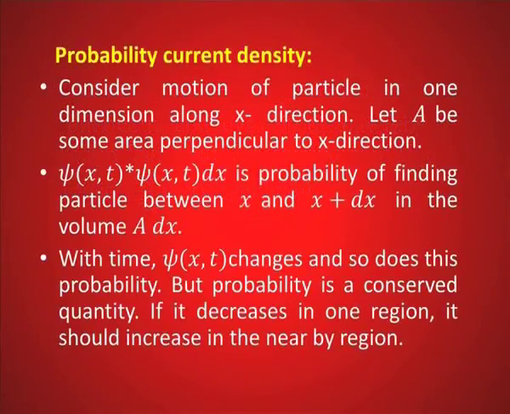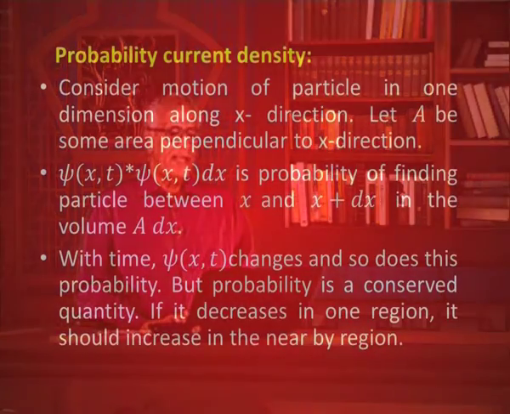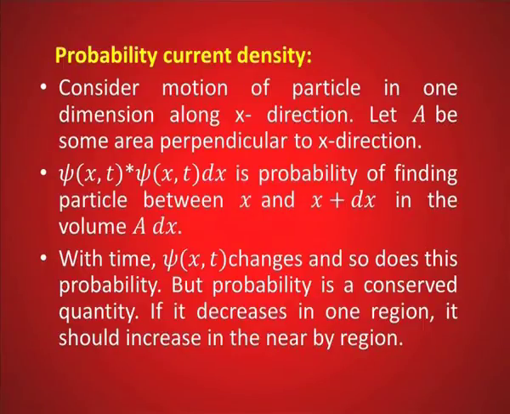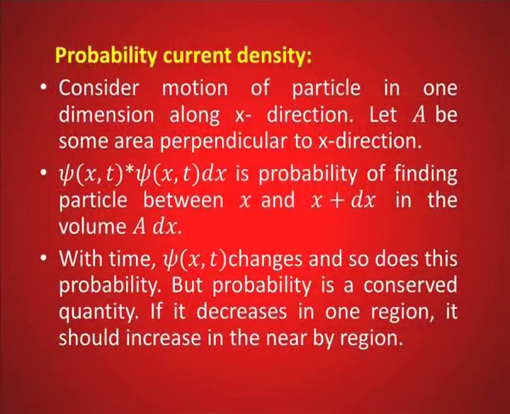Then come to the probability current density. Consider motion of a particle in one dimension along x direction, and let A be some area perpendicular to x direction. That is the situation we consider, and then psi star psi dx is the probability of finding the particle between x and x plus dx in the volume A times dx. This is very obvious, we consider the volume and then we consider the probability. Then with time psi(x,t) changes, and so does this probability, but the probability is a conserved quantity. If it decreases in one region, it should increase in the nearby region.